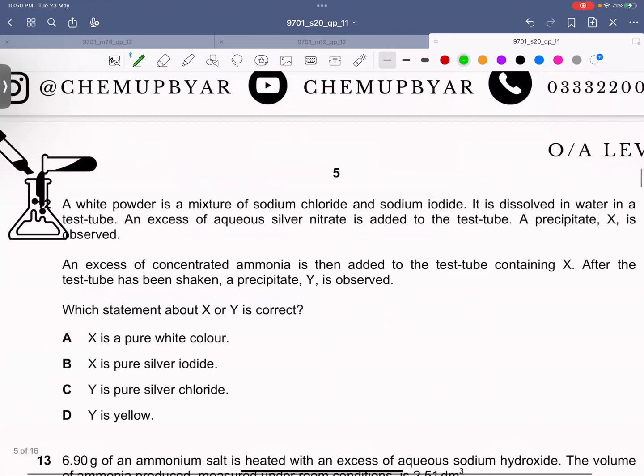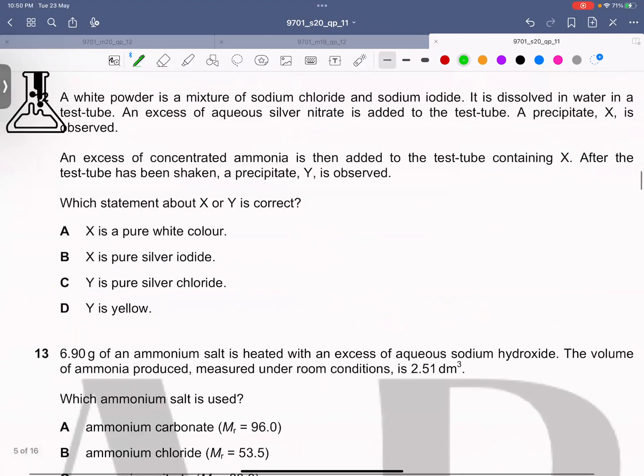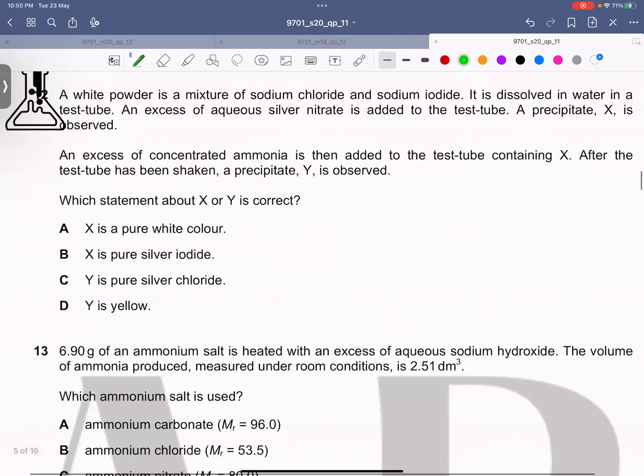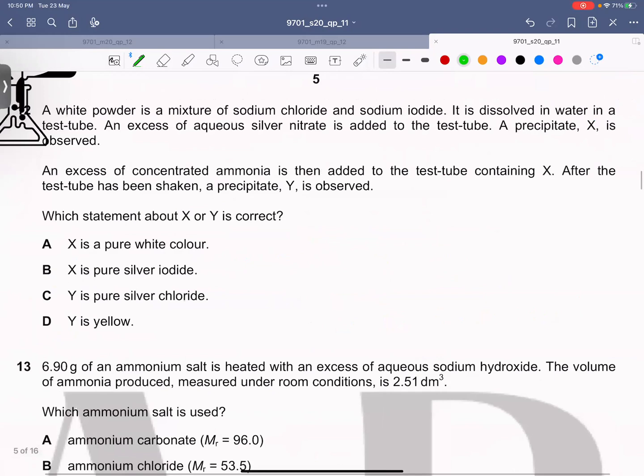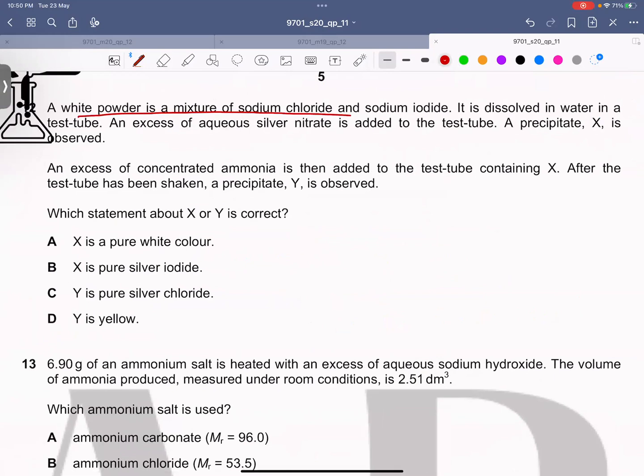Question number 12. A white powder is a mixture of sodium chloride and sodium iodide, NaCl and NaI. It is dissolved in water in a test tube. An excess of silver nitrate is added to the test tube. A precipitate X is observed. So, both are there.